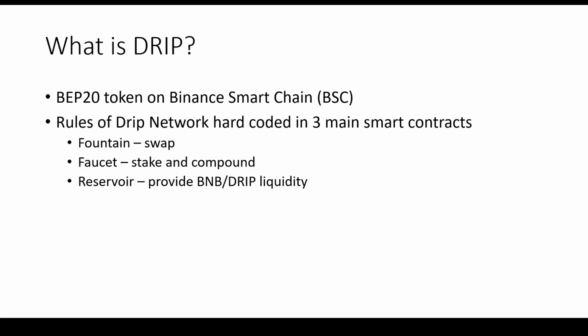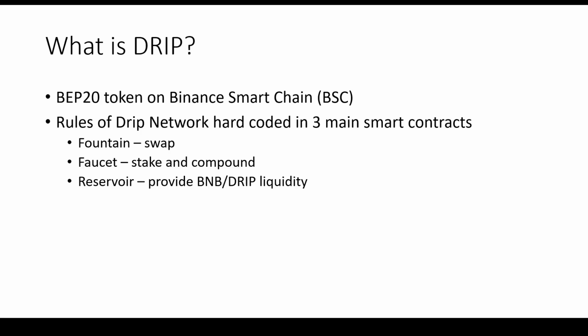So what is Drip? Drip is a smart contract, actually a collection of smart contracts, on the Binance Smart Chain, BSC. This is a BEP20 token. Drip is a token on the Binance Smart Chain. I have three of the smart contracts listed here. These are the rules of Drip Network. These contracts dictate how Drip works, what it does, what you can do with it, and how you interact with the smart contracts.